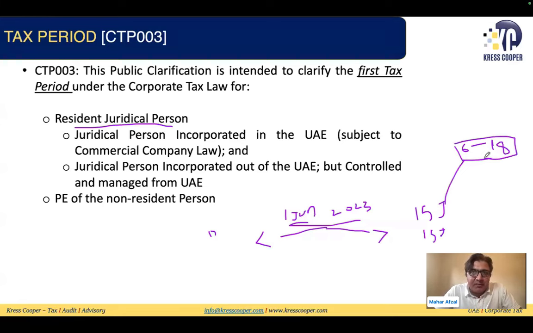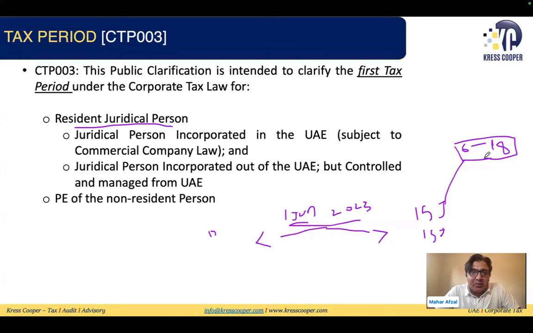If you are setting up a company, it doesn't matter whether it is in the free zone or the mainland. Whenever you set up a new company, its first financial period, as per the commercial company law, can be between 6 and 18 months. And what does the corporate tax law say? Corporate tax law says your tax period can be between 6 and 18 months. So when the period is 6 to 18 months as per the commercial law, and 6 to 18 months as per the UAE corporate tax law, both are on the same page.